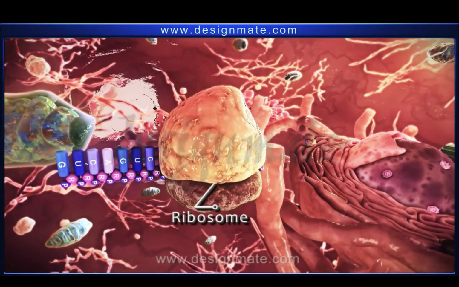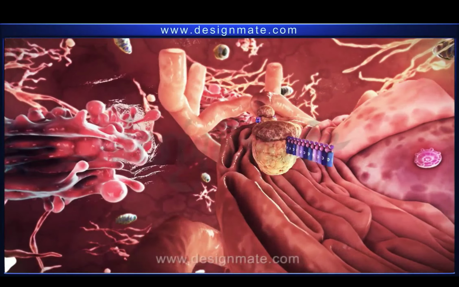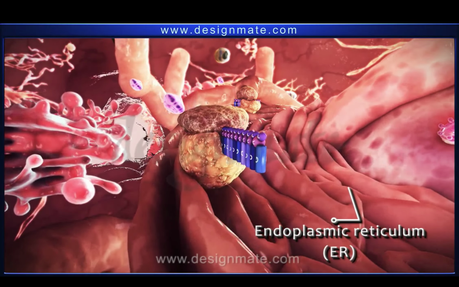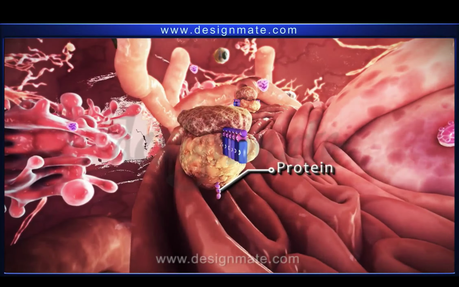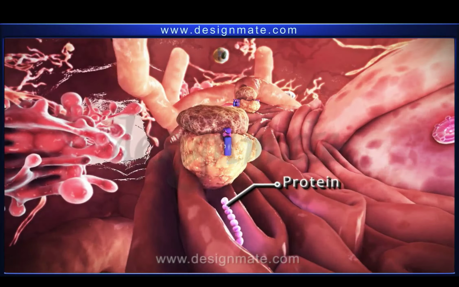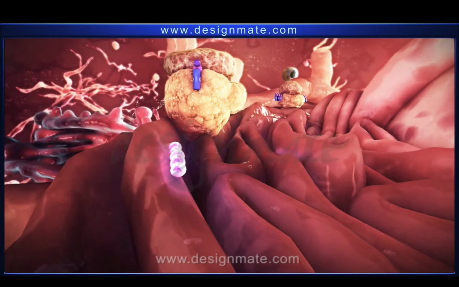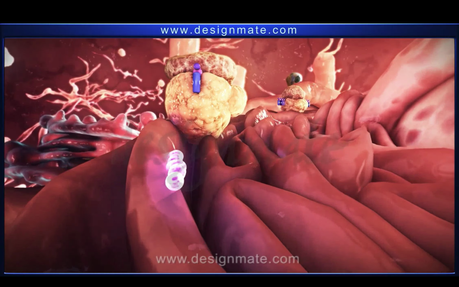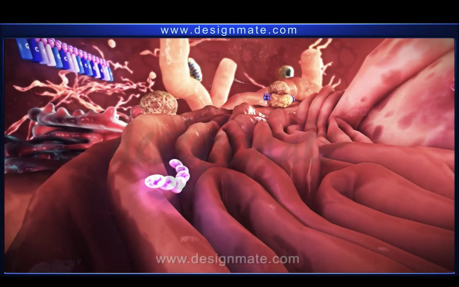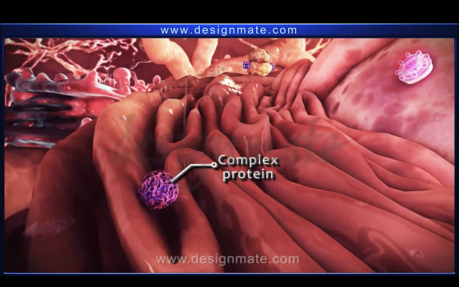A few of the ribosomes attach to a system of membranes known as endoplasmic reticulum (ER) and start producing proteins. These proteins are needed for growth and many other cell processes. As the protein synthesis terminates, a complex protein gets formed and is pushed inside the ER.